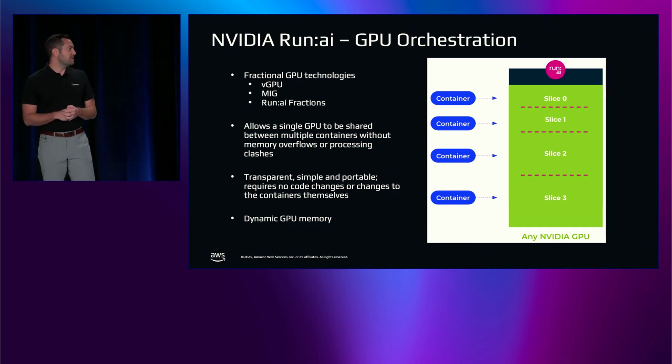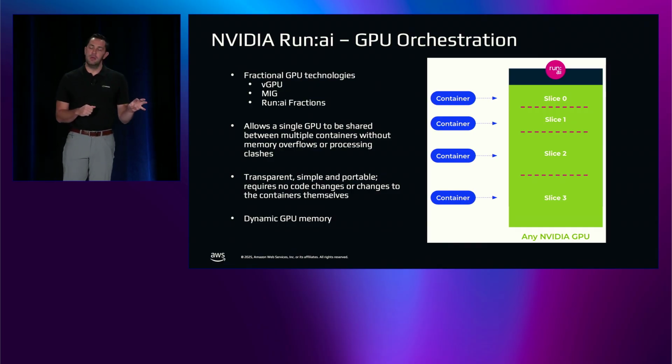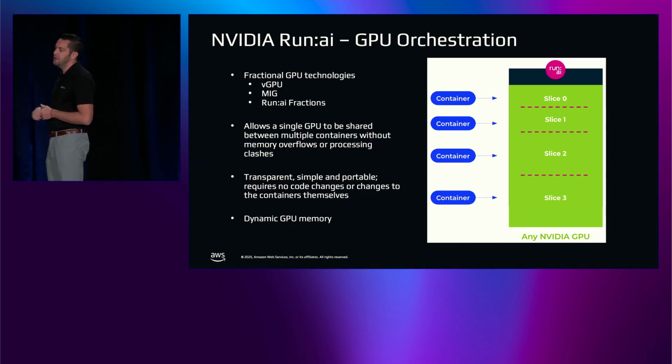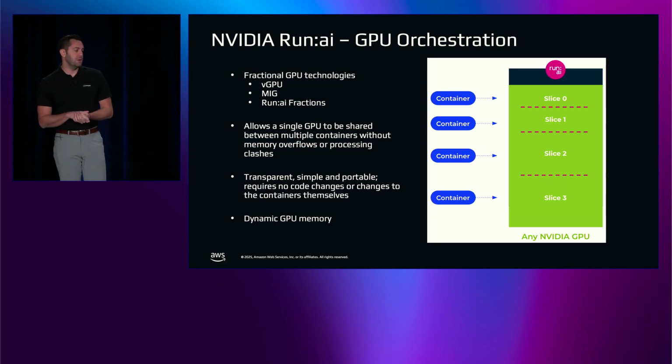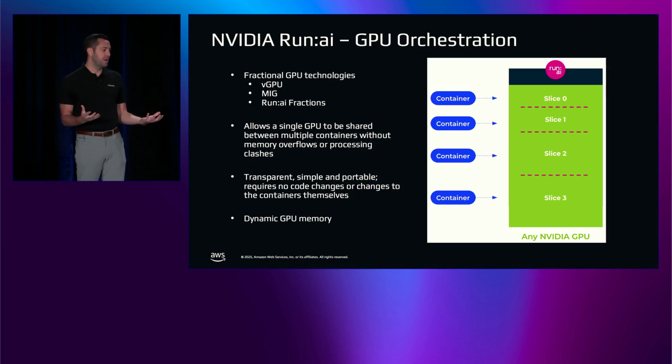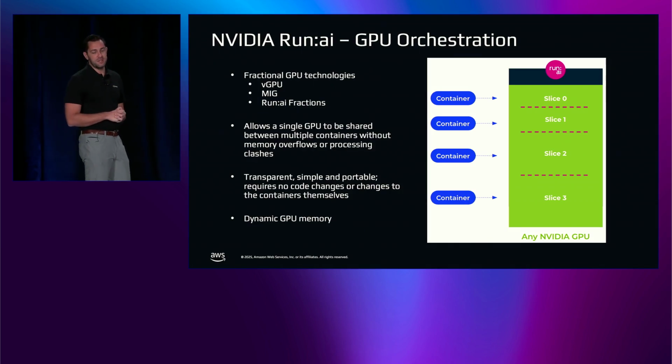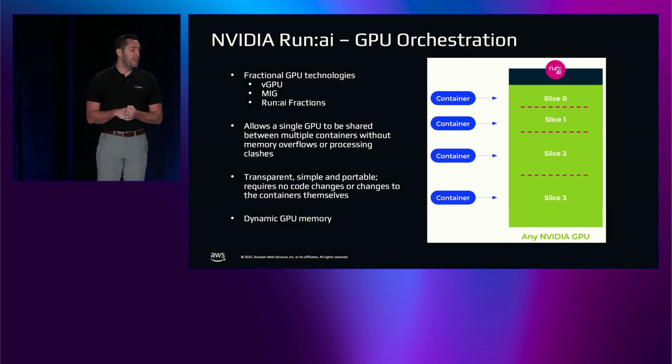The cool part about this technology is it's totally transparent. There's no code changes required to make use of this fractional technology, right? You can use any container that you're using in Kubernetes or in EKS today and start to use this Run AI fractional technology from day one.